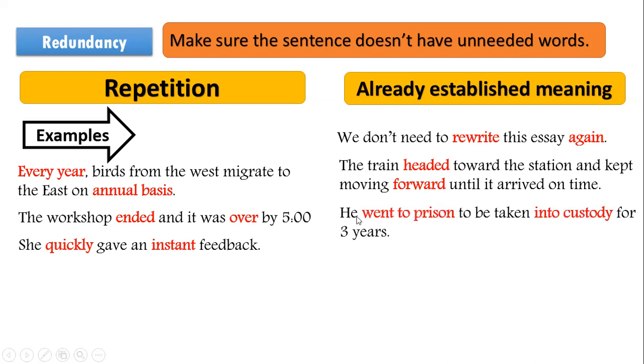Another example is, he went to prison to be taken into custody. People go to prison to be taken into custody. So we don't need to write the words to be taken into custody since we have the words he went to prison. Again, this is redundancy because this expression gives me the meaning which is already established in another sentence.